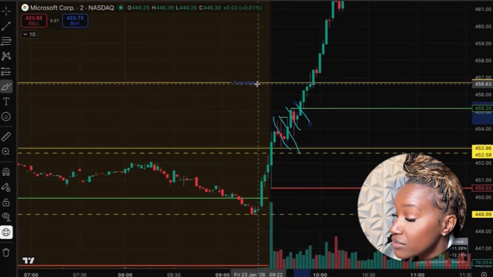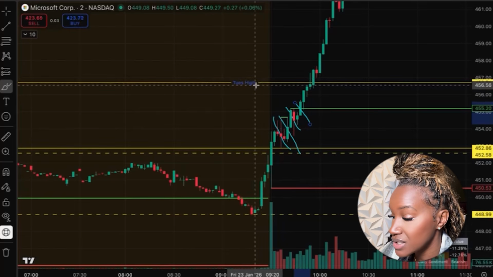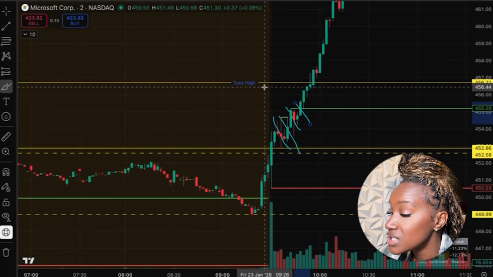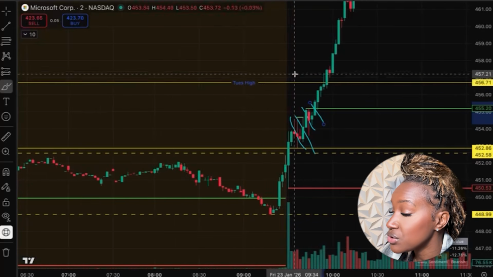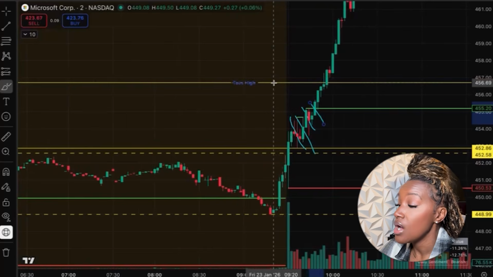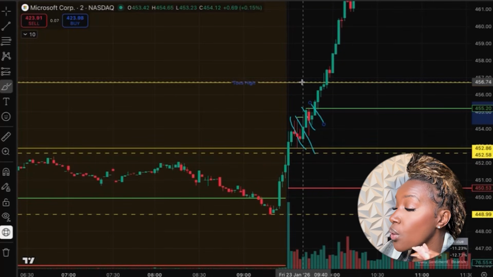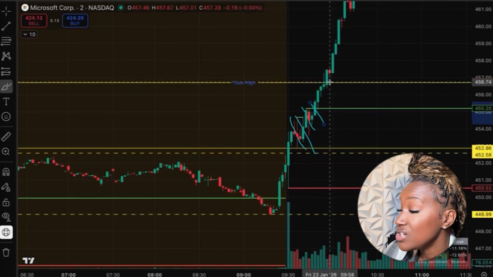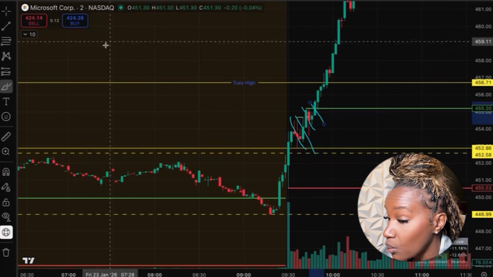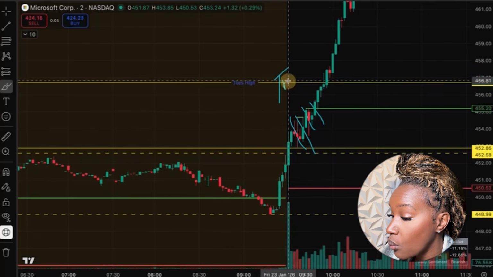Now, those levels that I talked about earlier, the previous day highs or previous day lows, I want you to see this is Tuesday's high, right? Tuesday's high, my friends, is the highest point that price got to that previous Tuesday. Remember, we're trading on Friday, okay? So with that high, I know that I need to take what? Take profit. So this is our TP1, okay?